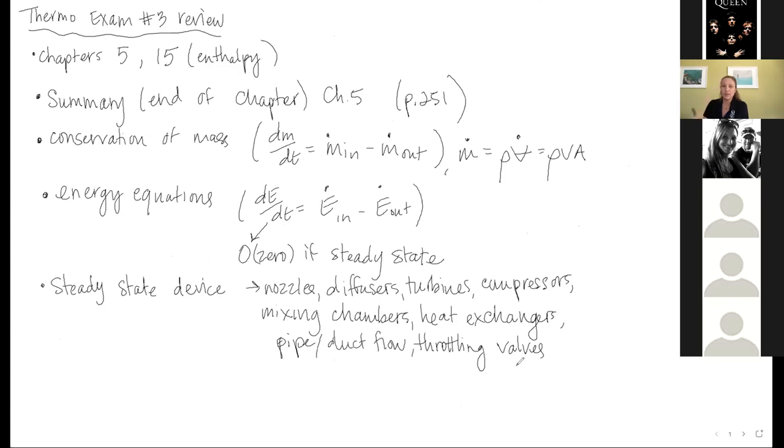As a hint, I like these devices more than these. I think it's a little too complicated to tell right away with pipe and duct flow if it's steady state, because we can also have unsteady state in pipe and duct flow. Sometimes you just have to make an assumption, and I don't want you to make a wrong assumption. I think nozzles, diffusers, turbines, compressors, heat exchangers, and mixing chambers are very clear steady state devices that are easy to draw and easy to visualize. So those are the steady state devices. Other questions?